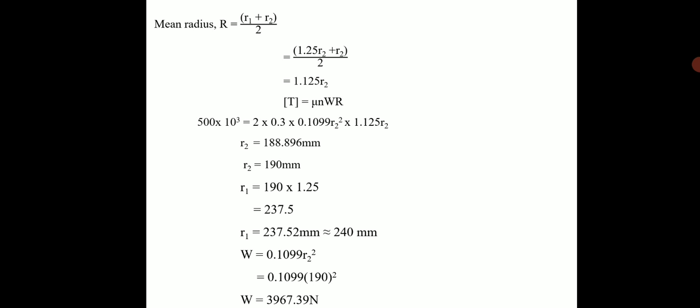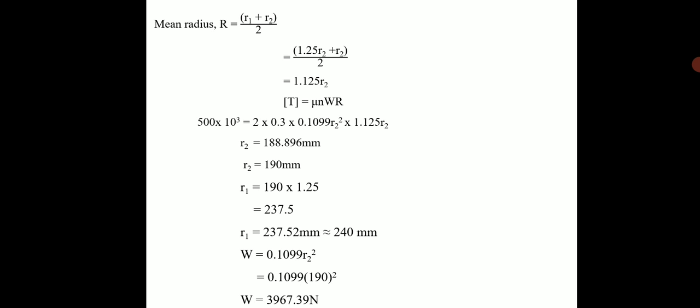We then substitute the values in the equation. Torque T is equal to 500 into 10 power 3, which is equal to 2 into 0.3, the value of the coefficient of friction, into W, the axial load, which is equal to 0.1099 r2 square, into 1.125 r2. Solving, we get r2 is equal to 188.896 mm. Rounding off the value, r2 is equal to 190 mm.